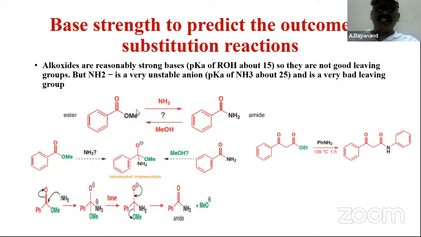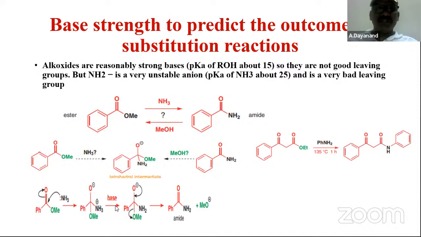OMe, OH, OC2H5. If you remove a proton from ethyl alcohol, the ethoxide ion is obtained. If you remove a proton from methyl alcohol, the methoxide ion is obtained. All these are strong bases.